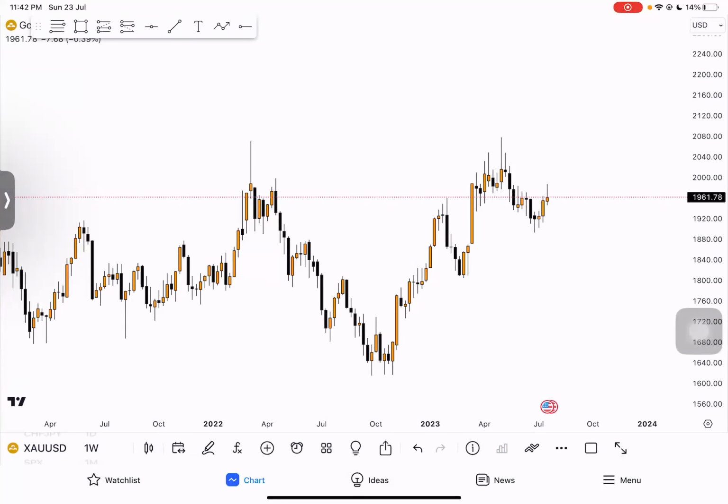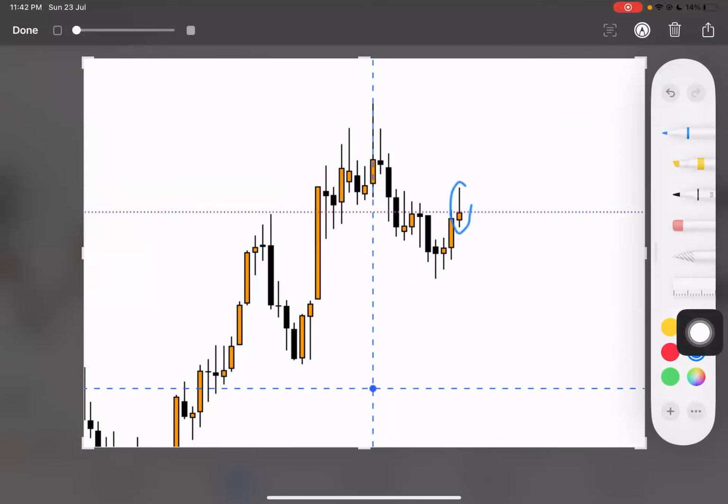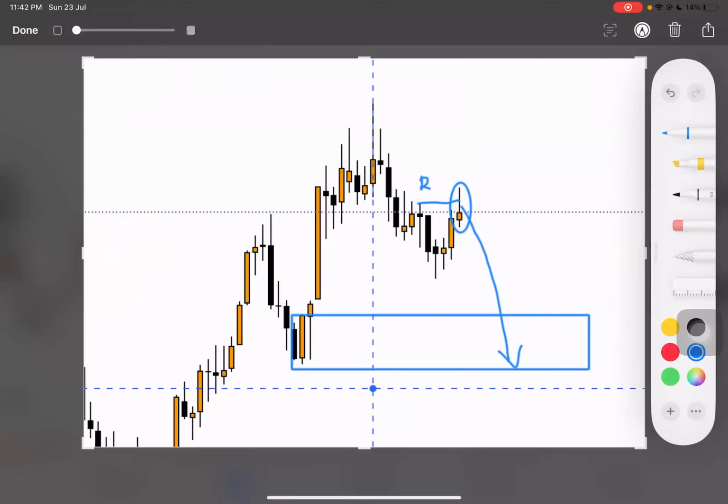Okay, we'll start with the gold analysis. The gold analysis right now, what we can see in the daily and weekly. From weekly, you can see the previous weekly candles right here. These candlesticks are not able to break out of the previous resistance. So I would say most likely it will come to this area, based on the weekly candles.